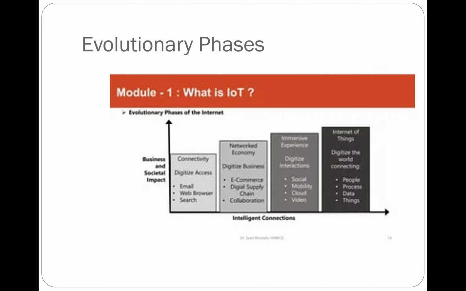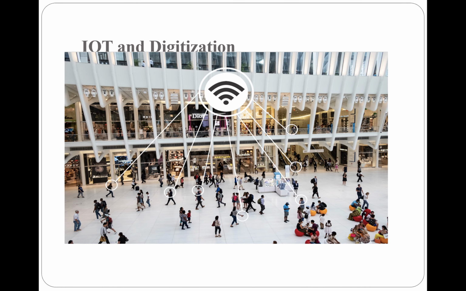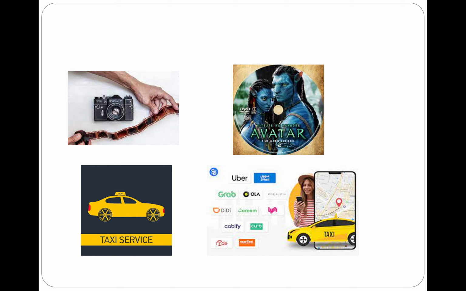So this is the one. Initially, we were using film cameras and DVDs to watch movies. But nowadays, we have everything on our mobile through internet connections. We can watch movies and take pictures. Also, taxi services nowadays are a best example for the Internet of Things. Initially we would go to the auto stand or somewhere to book a taxi. But nowadays we can sit in our home and easily do anything. We can book a car or an auto from our home itself.